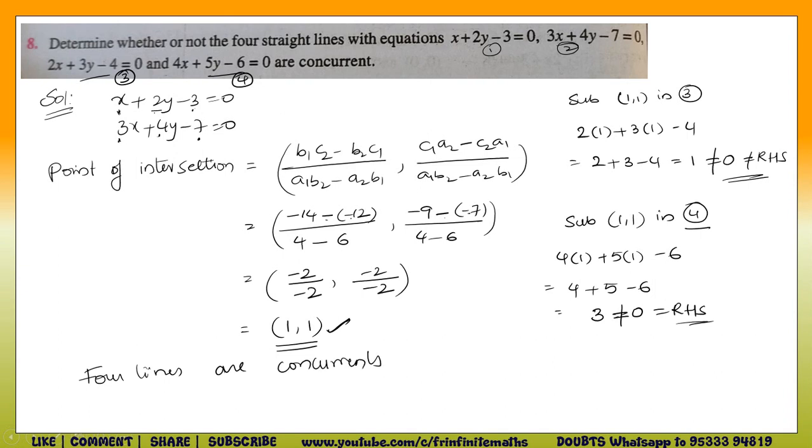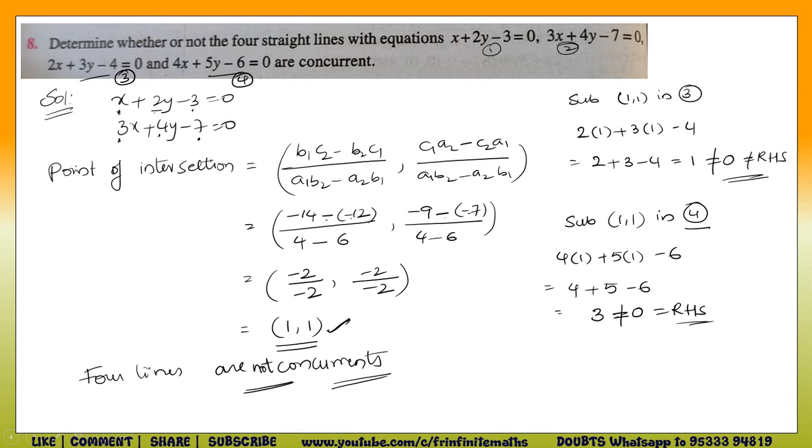The given 4 lines are not concurrent. Okay, so these 4 lines are not concurrent. So likewise we can prove it. See, if we have used the determinant, the concept of determinant in condition number 2, then we can say it only for 3 lines, so we cannot say about 4 lines, right?